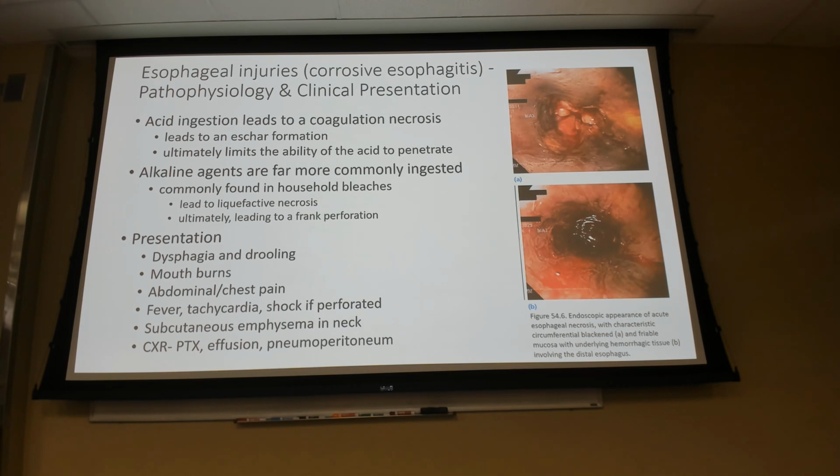But you have your different types of corrosive agents. So you have your acids and alkalines. Alkalines are the most common, and they're the worst. The alkaline agents lead to a liquefactive necrosis, and they can cause perforation. So that's what concerns us the most. Typically, bleach is a very common one, or any of the other cleaning agents are typically more alkaline, and they cause the most damage.